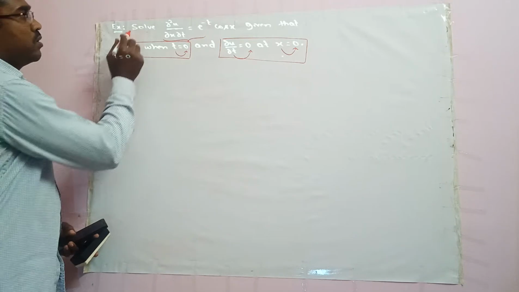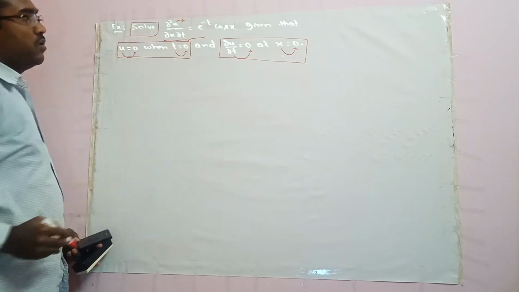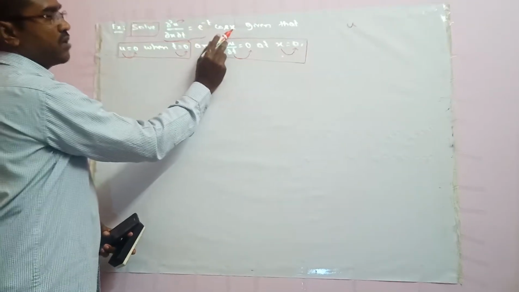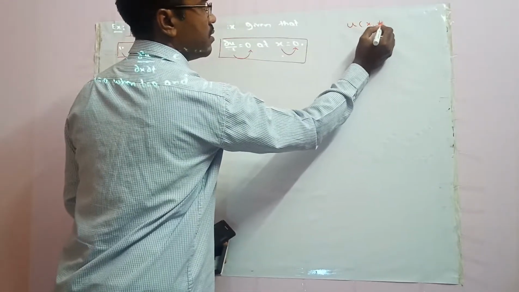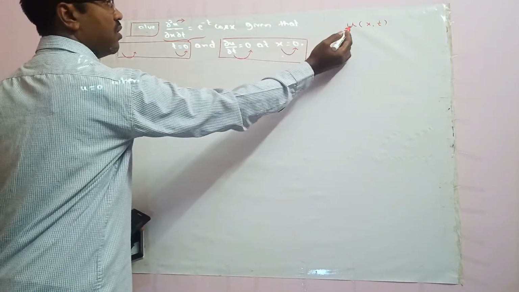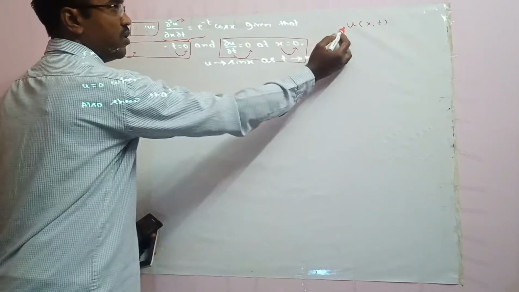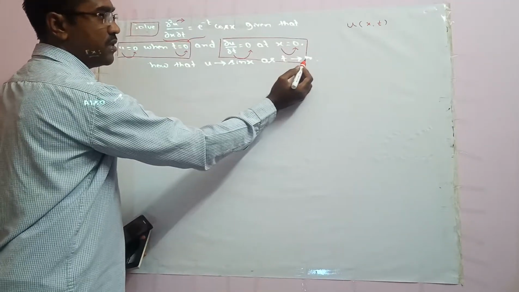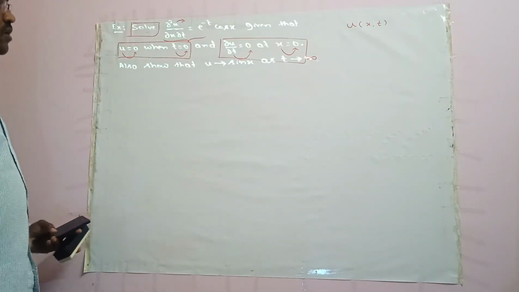and solve. Solve means what? We need to find the value of u, which depends on two variables x and t. U is depending on x and t. So let us find what is the value of u. Also after finding the value of u, we need to prove u tends to sin x as t is tending to infinity. As t is tending to infinity, we need to prove this.